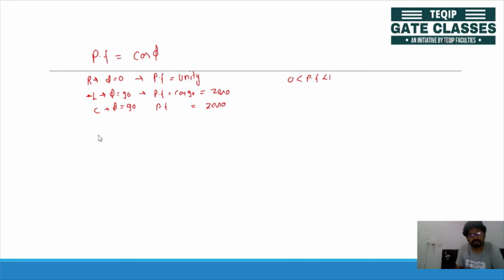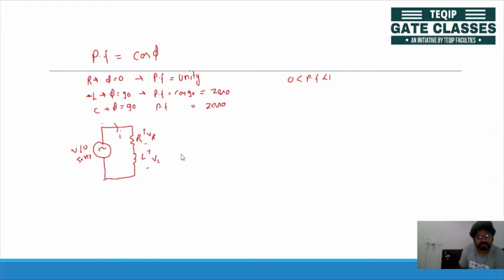Now let's come to the circuit that we have discussed, that RL circuit. So let's draw the phasor diagram for that RL circuit. It's a V angle 0, 50 Hertz supply. This is R, this is your L, this is the current. The voltage across R is VR and the voltage across L, let's say VL.